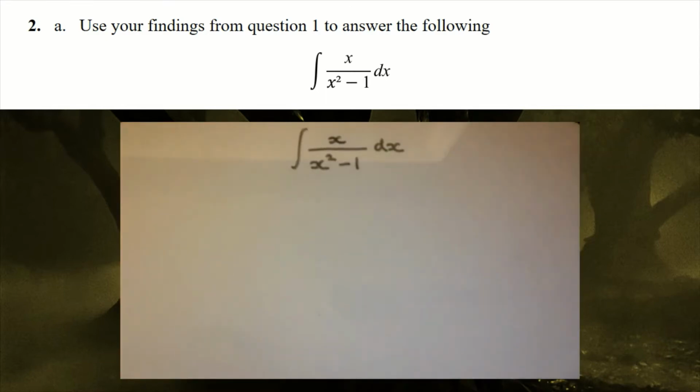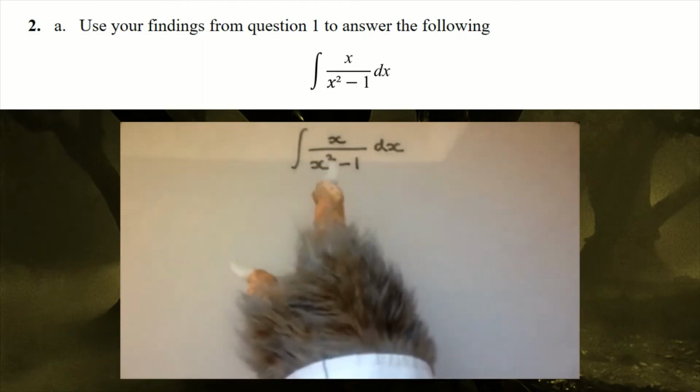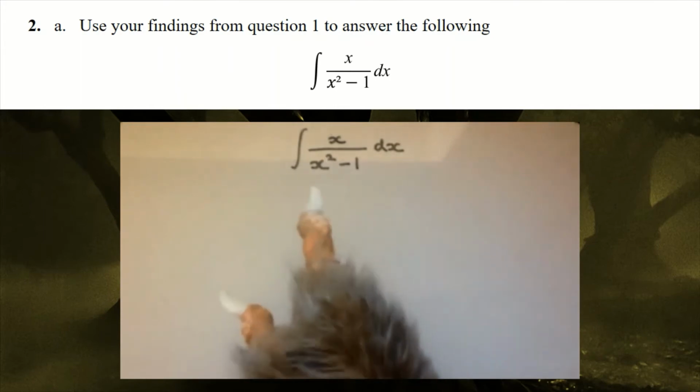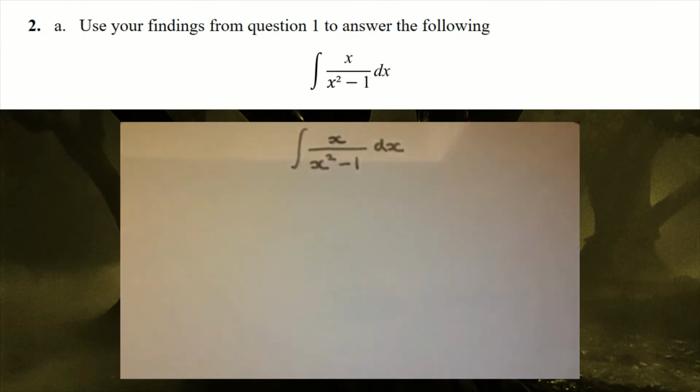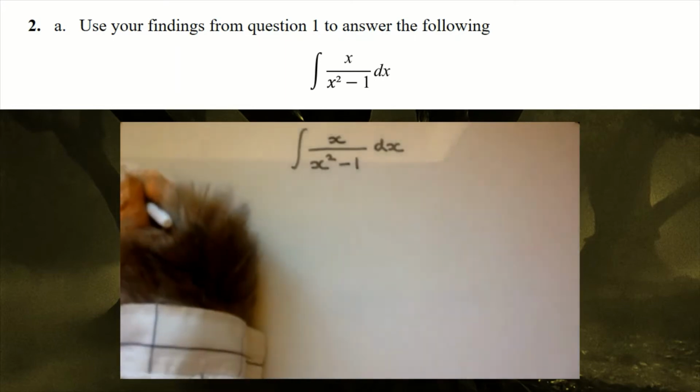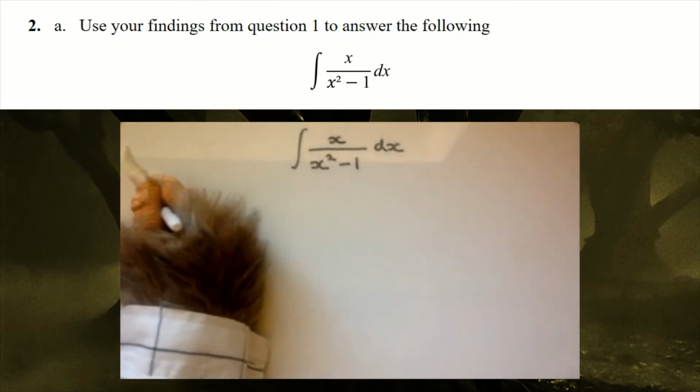Alright, so for question 2a, this is very, very similar to question 1a. We are asked to integrate x over x squared subtract 1 with respect to x. So we can probably tell already that the approach we've adopted in the first two questions will fail. Okay, so let's just do a check anyway. Is the top the derivative of the bottom? Well, we already know that it's not going to work, but I'll just put it in there anyway.